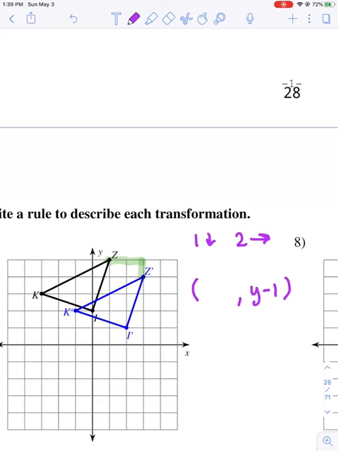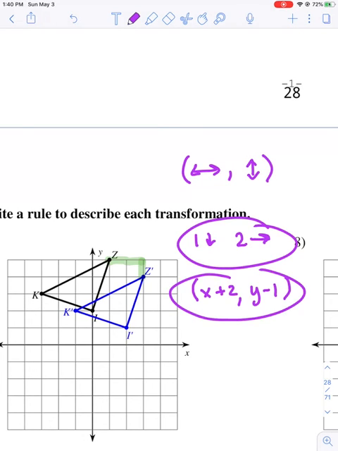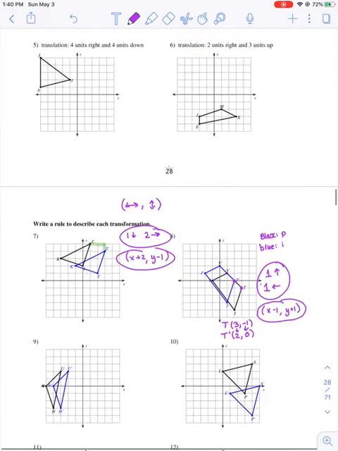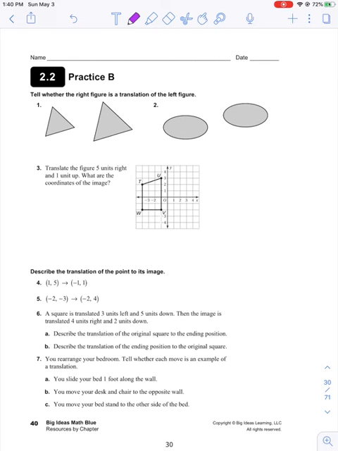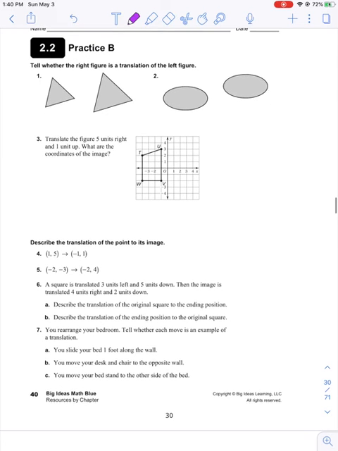Sorry about that. And if you wanted the fancy answer, 1 down refers to y minus 1. 2 right refers to x plus 2. So left and right go with x. Up and down go with y. So you could either say this for your answer, or you could say that for your answer.